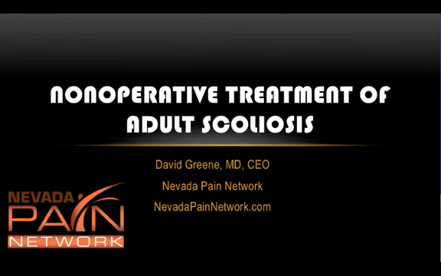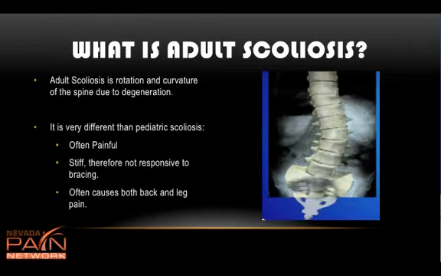for pain management. Today the topic is non-operative treatment for adult scoliosis. What exactly is adult scoliosis? Well, it's a rotation and curvature of the spine due to degeneration. So it's very different than pediatric scoliosis. It's much more painful typically than pediatric scoliosis.